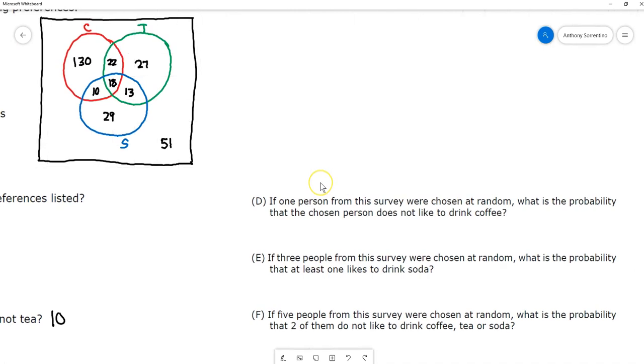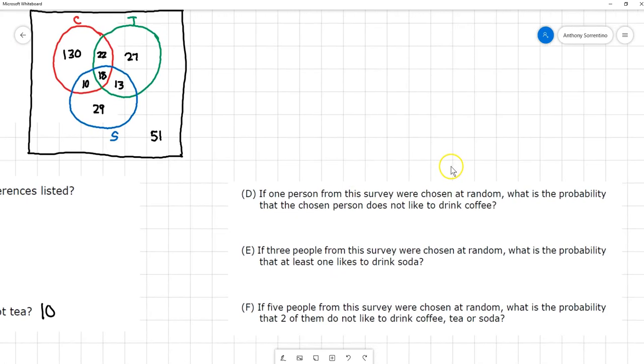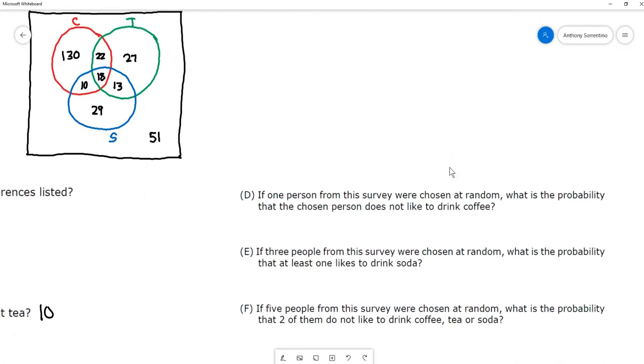I can also answer these probability questions that you're asked with the same information. Now that I have the coffee, tea, soda, and everything preference in there, I have to keep in mind, though, that if we're choosing people, and since we're not told otherwise, we're assuming there's no replacement. Usually for you to assume that there is replacement, you have to be told that there is replacement. So if one person from this survey were chosen at random, what is the probability that the chosen person does not like to drink coffee? And so I could go back to the list. I know there was 180 people that like coffee.